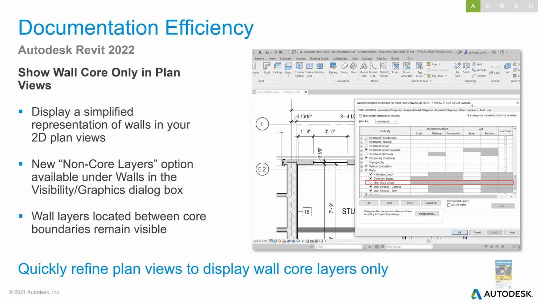If you need to, you also can check a box within the visibility graphics dialog box within your walls subcategory, and there's a spot that says non-core layers. You can uncheck it so you don't see those. And so depending on what you're designing, you may need to kind of use that tool or not.